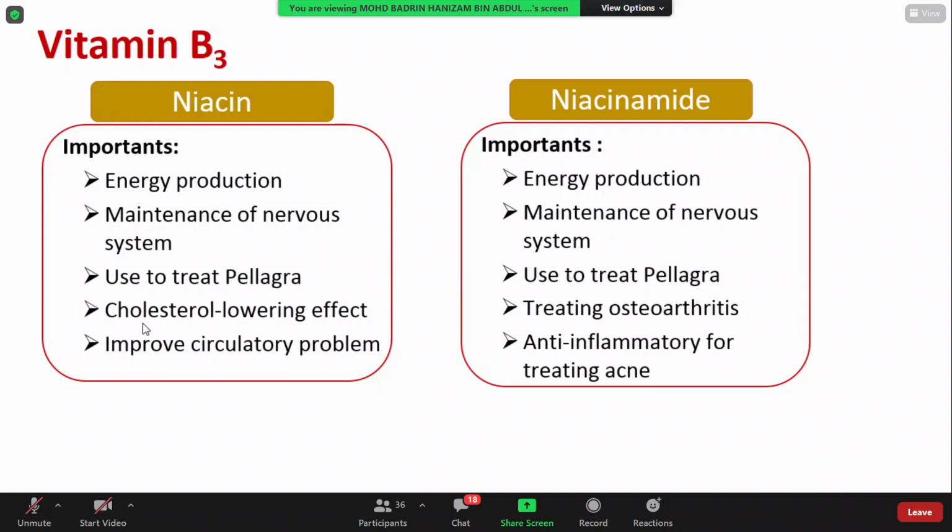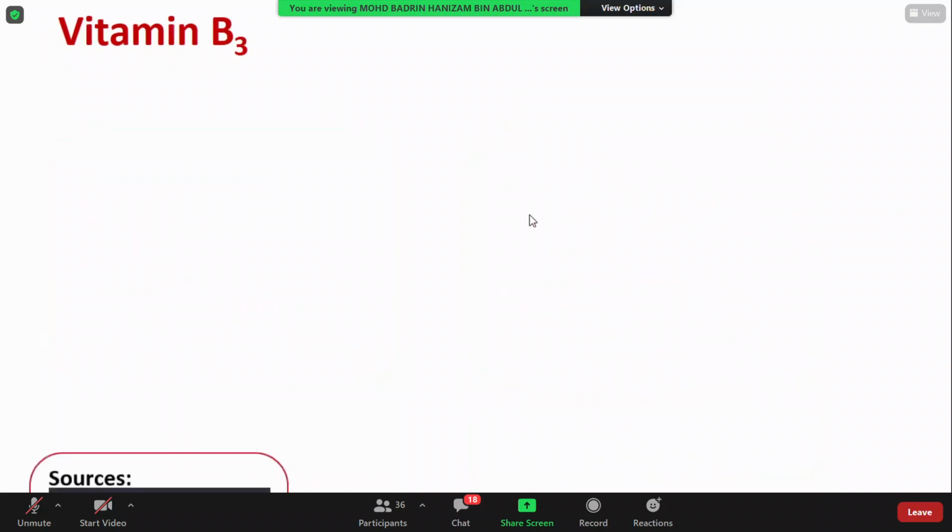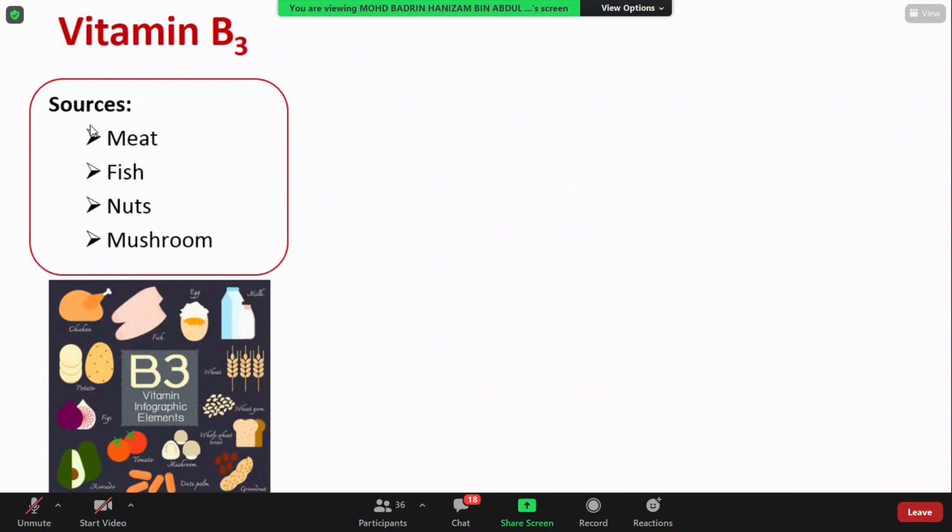So for niacin, a lot of studies have reported on its properties in cholesterol lowering effect. But some studies also point out that there's no significant difference, so the cholesterol lowering effect of niacin is not that vital, because some studies say one thing and other studies say another. So more studies need to be carried out in order to justify the cholesterol lowering effect of this niacin. Adverse effects cause skin flushing, while niacinamide doesn't cause skin flushing.